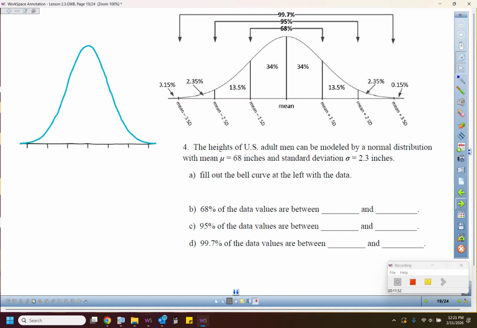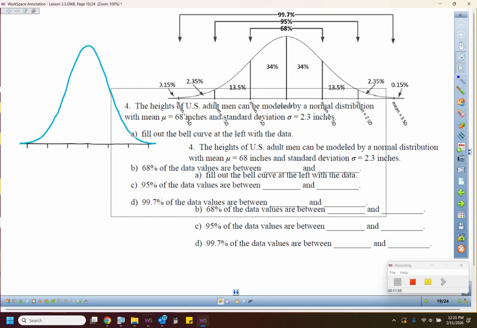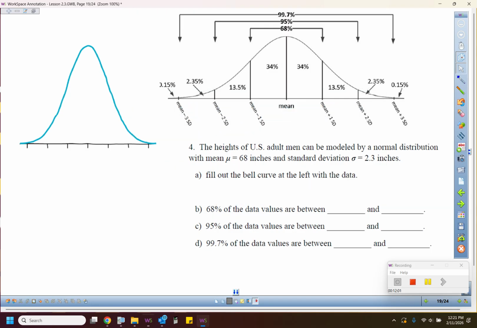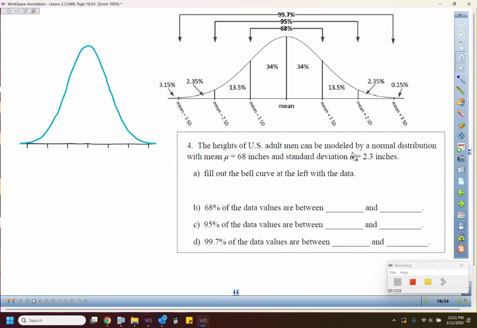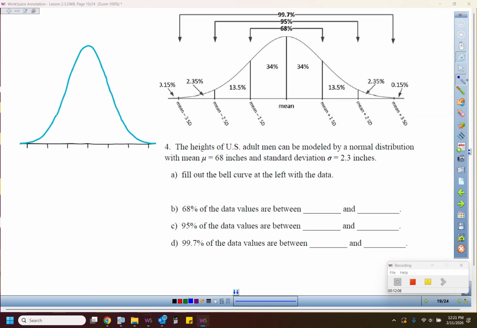So here we go. Let's answer some basic questions down below. It says the heights of U.S. adult men can be modeled by a normal distribution, so that's important, that it is normal, right? Sorry, guys. My poor computer. Okay, let's pick the pen. This has got to be normal for us to do this trick. So this guy is normal.